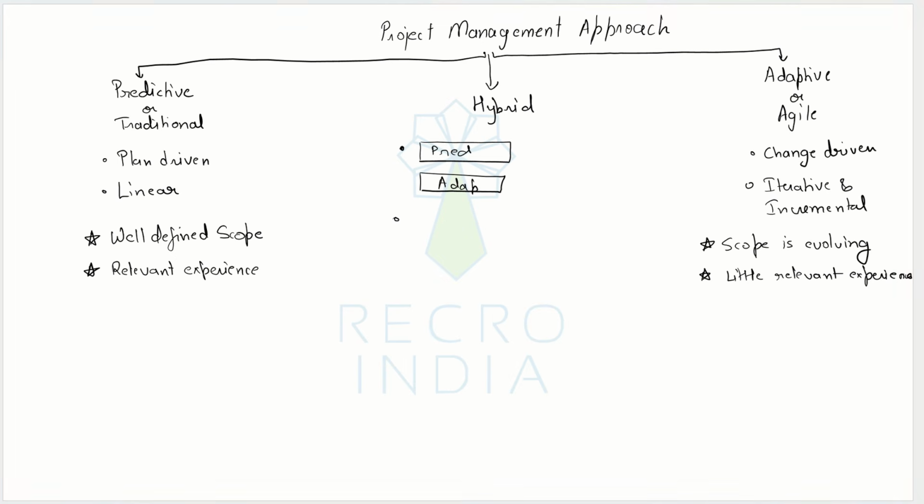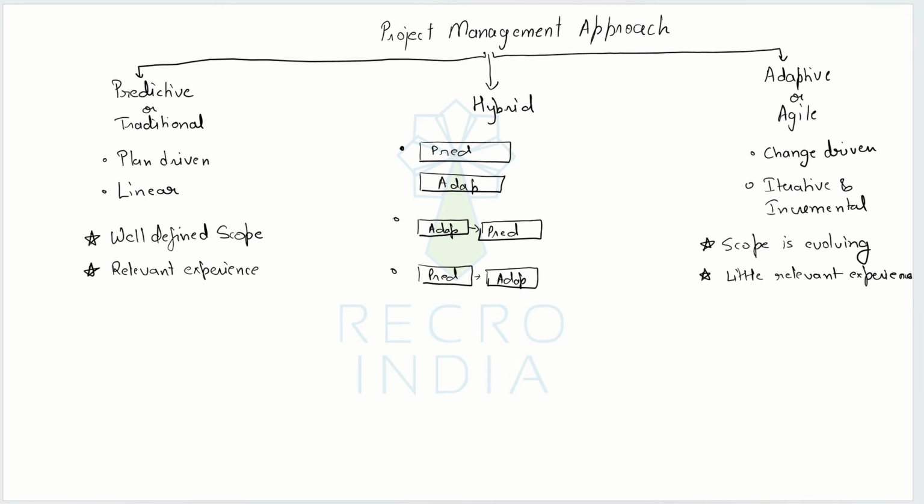Another type of hybrid could be that we start off with adaptive. Once we have a solid understanding, then we shift to a predictive approach. And a third type of hybrid could be that we start off with predictive and then we move on to adaptive. Now I can give you a couple of examples for them.